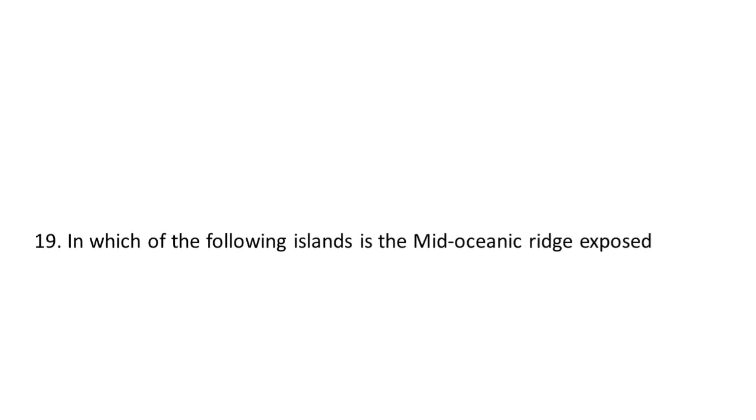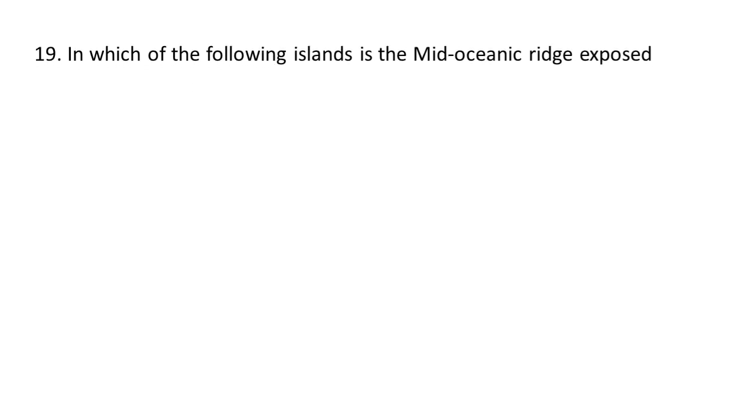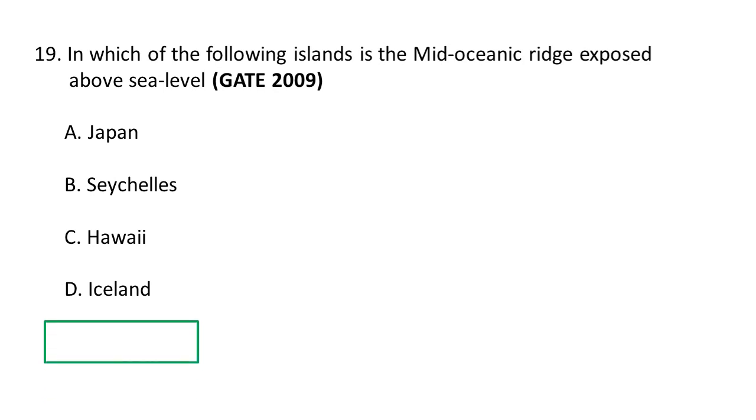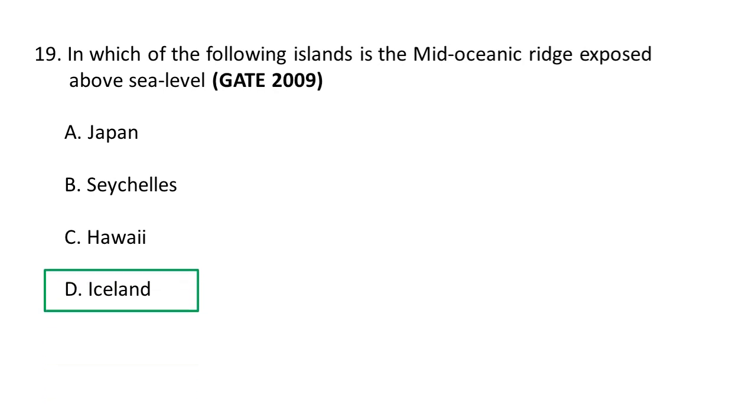Next question. In which of the following islands is the mid-oceanic ridge exposed above the sea level? Choices are A. Japan, B. Seychelles, C. Hawaii, and D. Iceland. So the correct option is Iceland. This is the only place in the world where the mid-oceanic ridge is visible above the sea level, specifically the mid-Atlantic ridge. Iceland is located on the westernmost section of the mid-Atlantic ridge, and the movement of the tectonic plates along the ridge is responsible for the formation of the island.